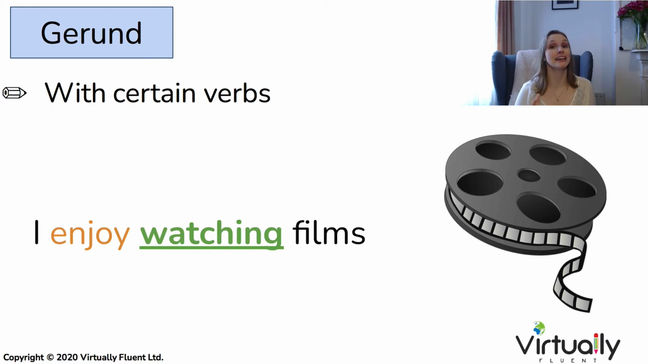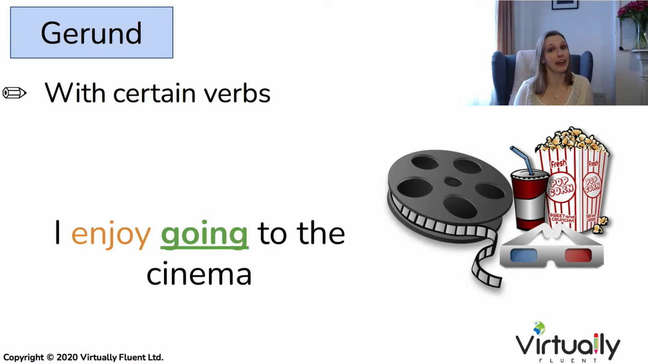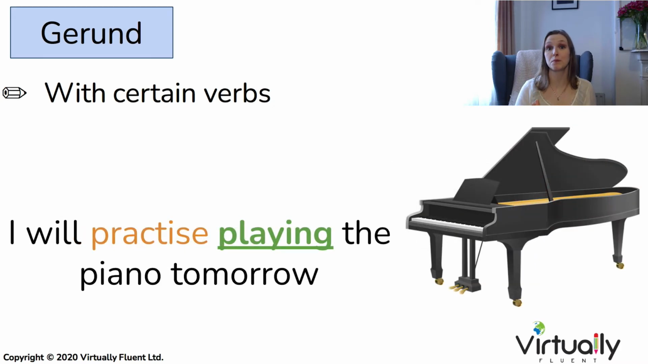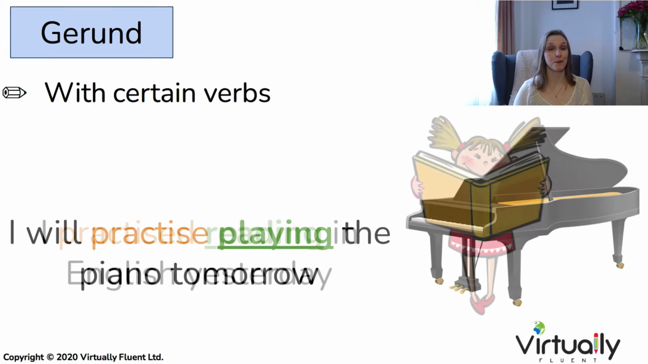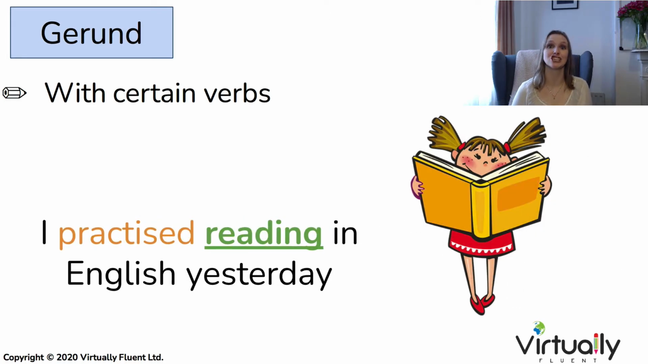For example, I enjoy watching films. Enjoy is always followed by gerund. I enjoy going to the cinema. The verb to practice is also followed by gerund. I will practice playing the piano tomorrow. I practiced reading in English yesterday.